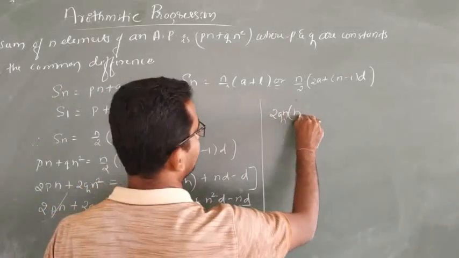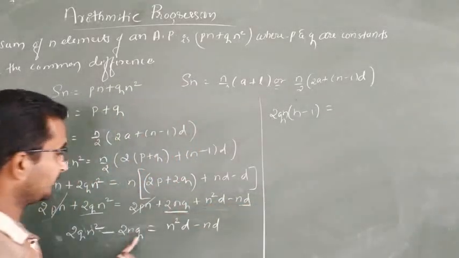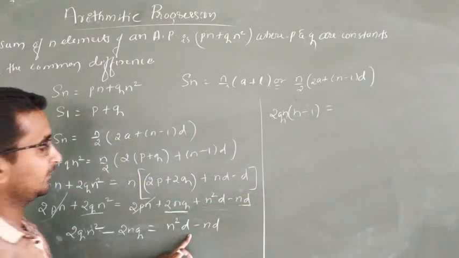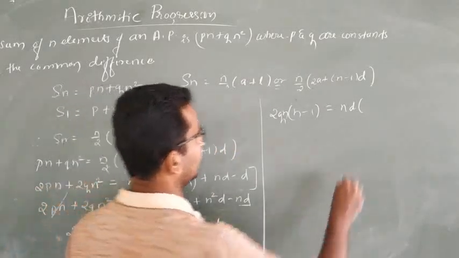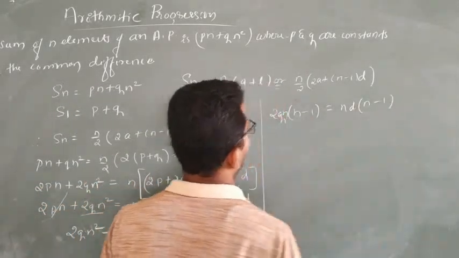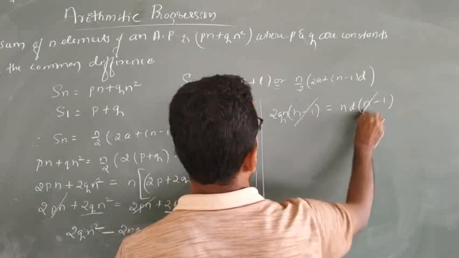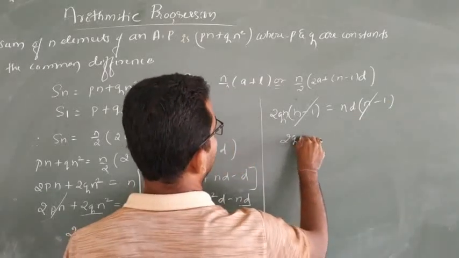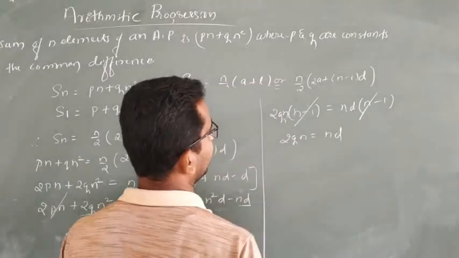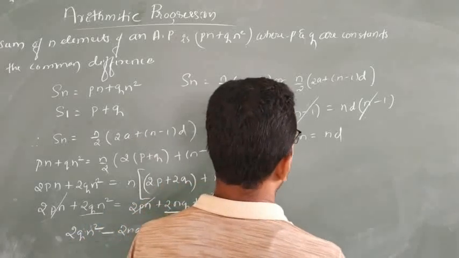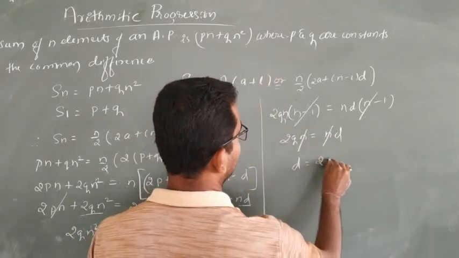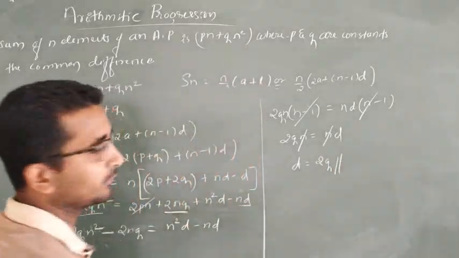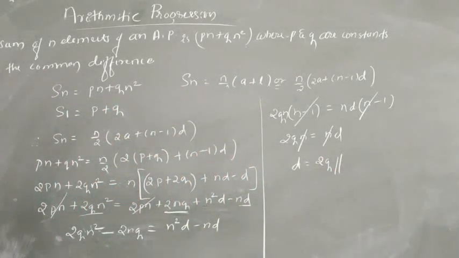n minus 1 is equal to, here if I take nd as the common multiple, so what remains here? n minus 1. So here one of the n minus 1 gets cancelled. 2qn is equal to nd. So here n gets cancelled, therefore d is equal to what? 2q. So this is your common difference.